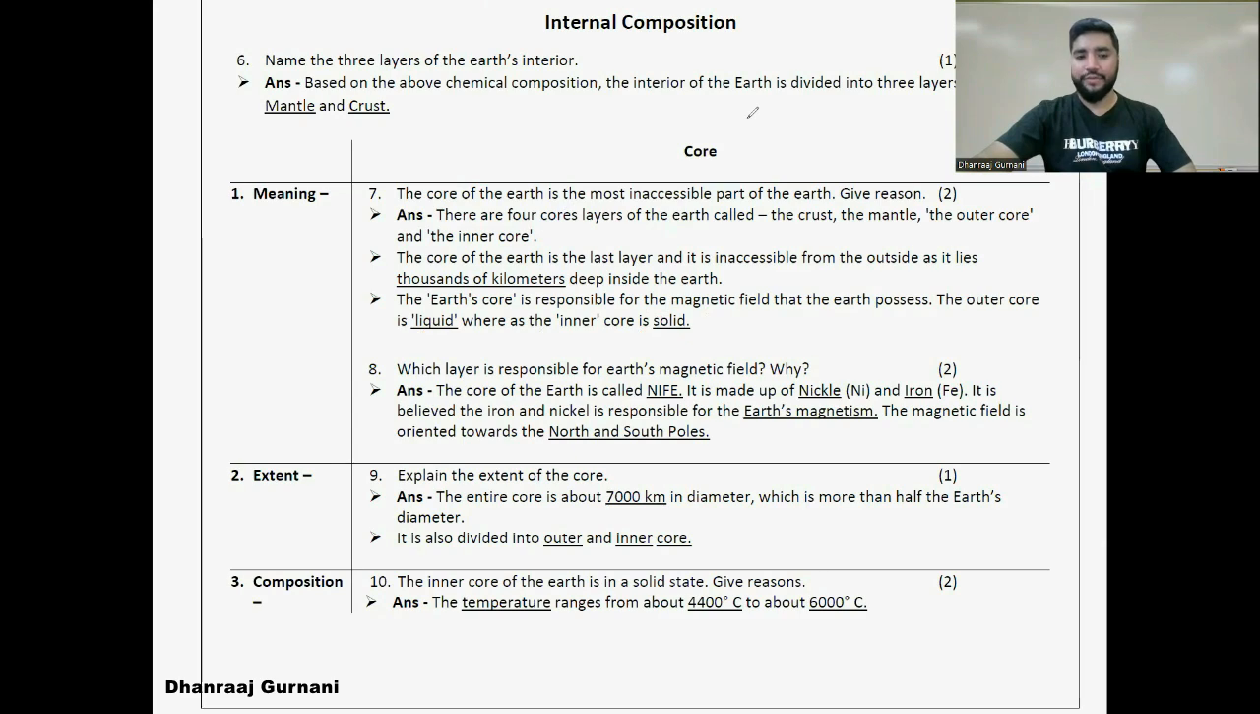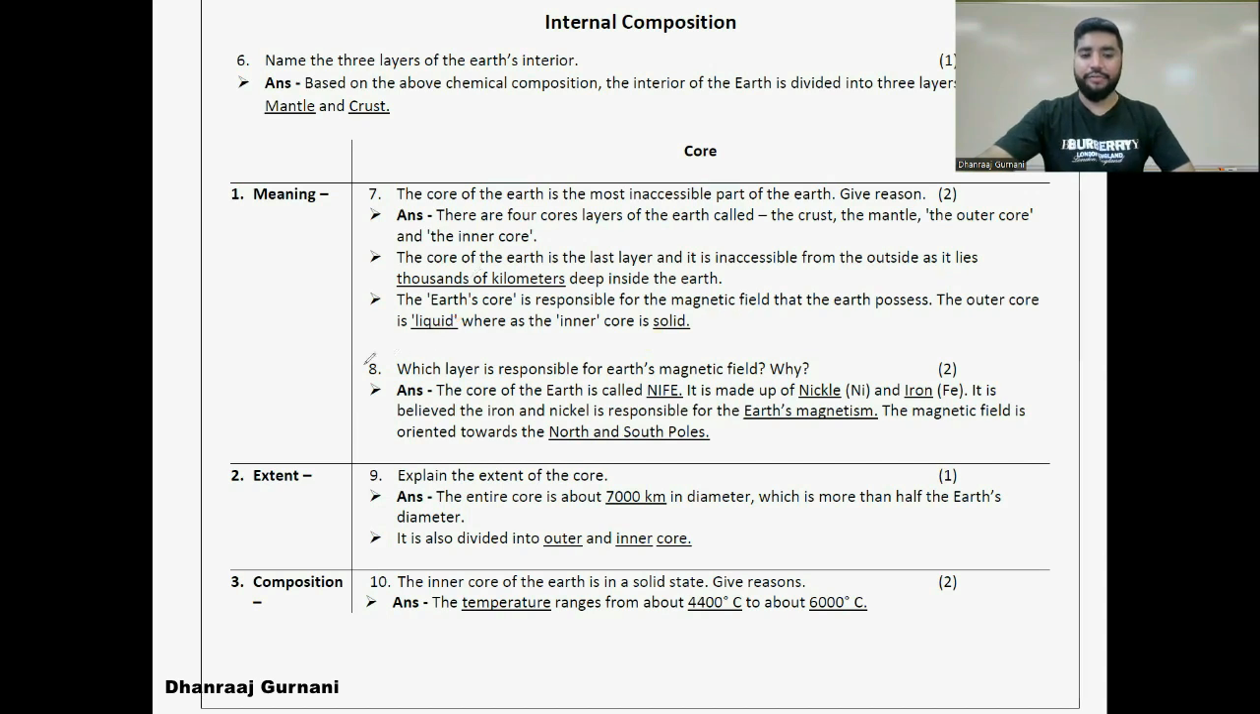Let's revise the meaning of the core quickly. The main layers of the earth are the crust, mantle, outer core, and inner core. Point number two says that the core of the earth is the last layer. It is the inaccessible layer from the outside. It lies thousands of kilometers deep inside the earth. The core of the earth is responsible for the magnetic field that the earth has. The outer core is in liquid form, whereas the inner core is in solid form.